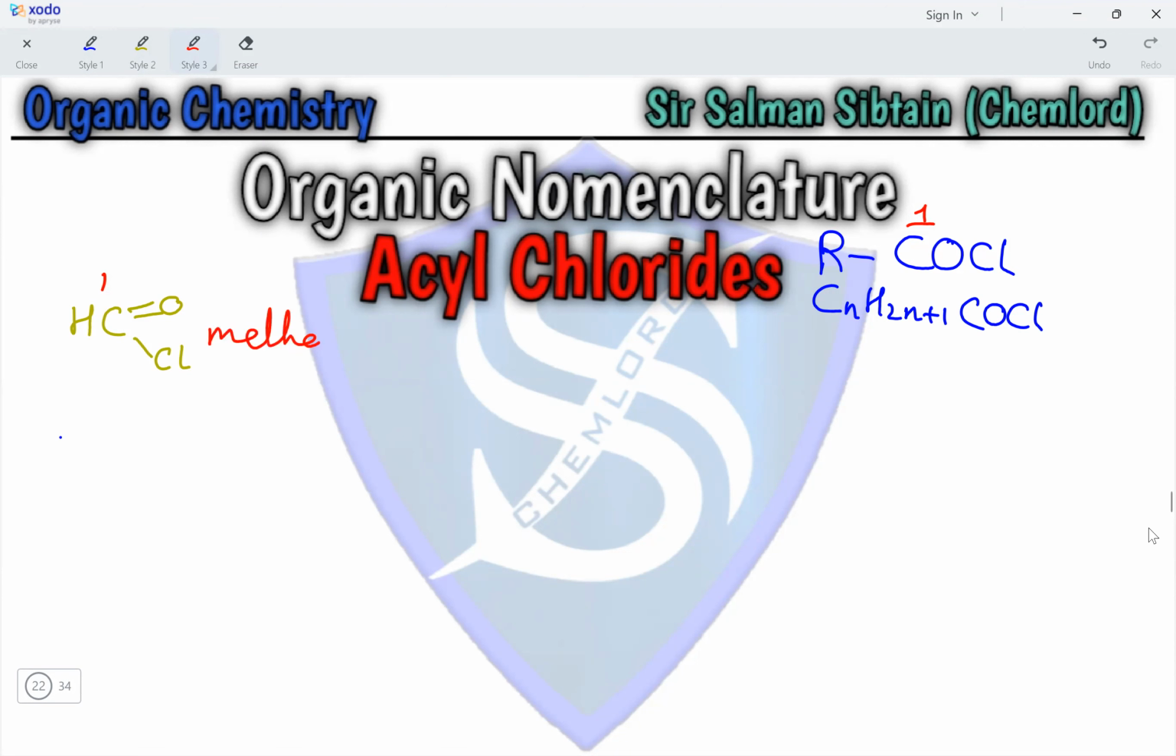methanoyl chloride. The second compound in this homologous series would be CH3COCl. So now we have two carbon atoms, so this would be labeled as ethanoyl chloride.